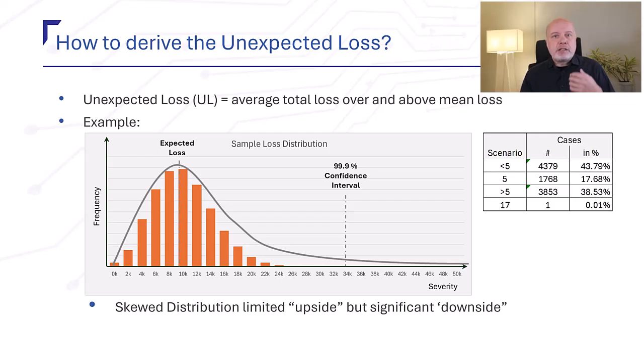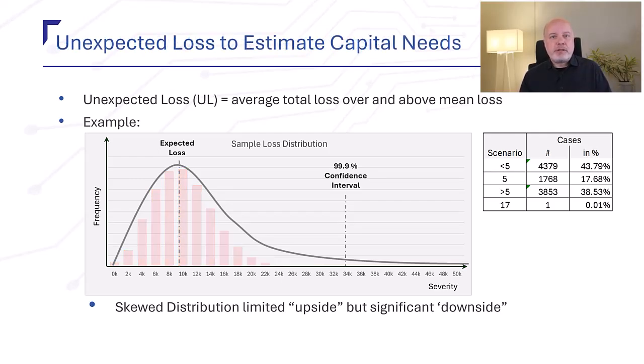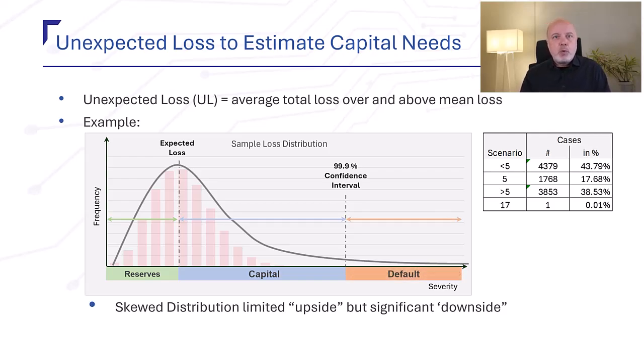Let's look at the distribution in a little bit more abstract way. As you can see in the chart, we have the distribution with the expected loss and the 99.9% confidence level. All the losses that accrue up to the expected loss will be covered by reserves. Losses between the expected loss and the 99.9% confidence level will be covered by capital. And only losses in excess of the 99.9% confidence level will lead to default.